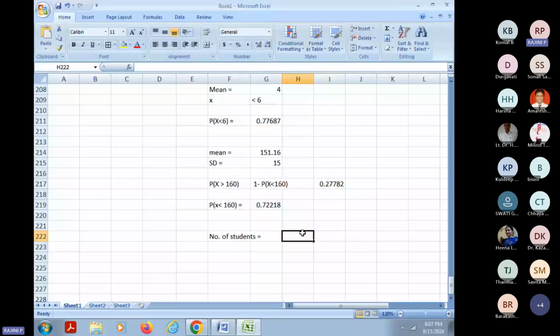So it is equal to 500 into probability of more than 160, which is how much? 0.277. Then select the cell, you'll be getting 138.9. So round off the number, just decrease the decimal. So what is it? 139. So among 500 students, 139 students are having more than 160 pounds as weight. More than 160 pounds of weight.